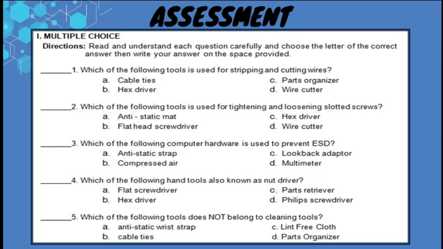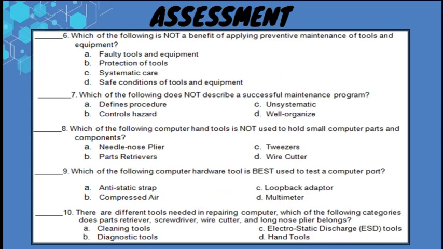5. Which of the following tools does not belong to the cleaning tools? A. Anti-static strap, B. Cable ties, C. Lint-free cloth, D. Parts organizer. 6. Which of the following is not a benefit of applying preventive maintenance of tools and equipment? A. Faulty tools and equipment, B. Protection of tools, C. Systematic care, D. Safe conditions of tools and equipment.